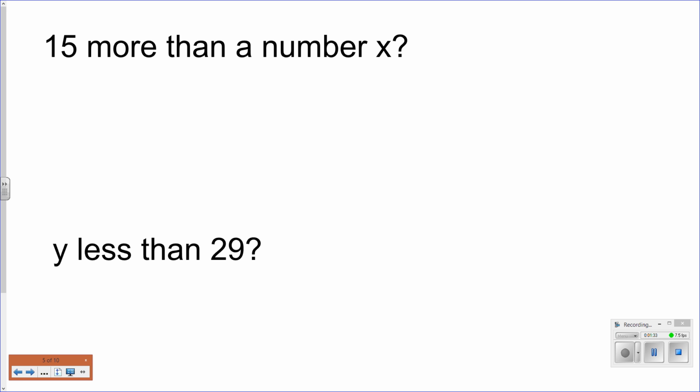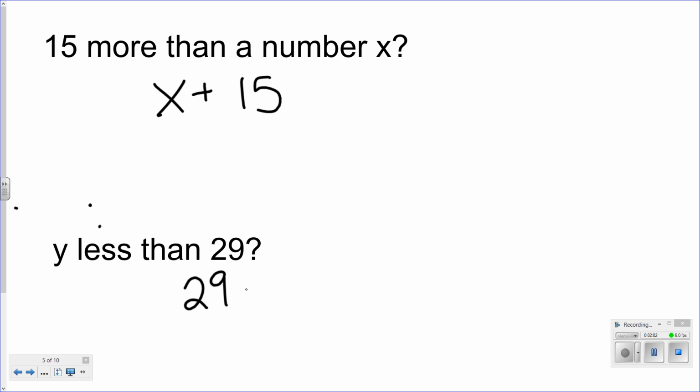And so now I want you to try these two on your own. So pause the video and take 15, 20 seconds to do these two, or more time if you need, and then we'll go over them. So this first one is 15 more than a number x. So it's 15 more than x, so it's x plus 15. And then the second one is y less than 29. So it's 29 minus the quantity y.